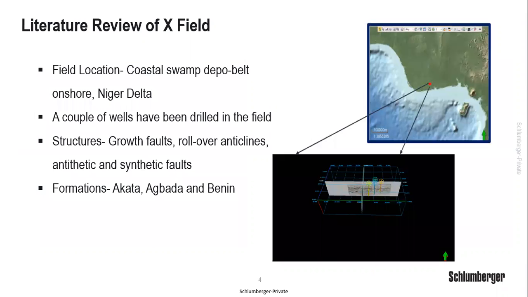In terms of literature, the X field is located in the coastal swamp depobelt of the Niger Delta onshore, and a couple of wells have been drilled. Generally, it's a completely underdeveloped field. In terms of structures, you expect it to have growth faults, rollover anticlines, and normal faults, because you're dealing with the Niger Delta, which is a passive margin, and you know what to expect to see.